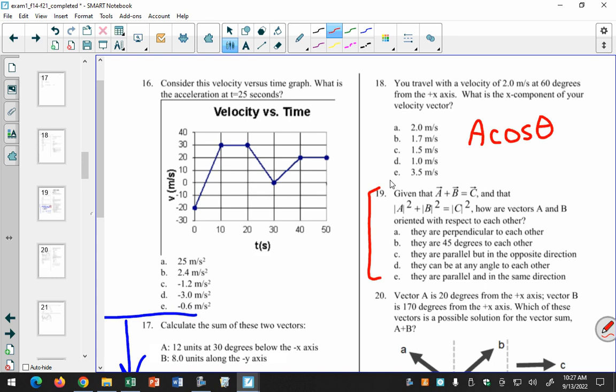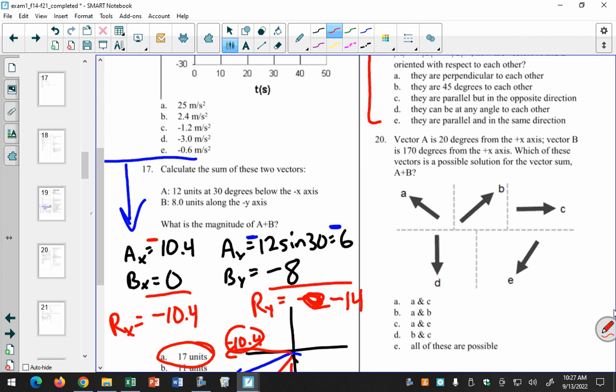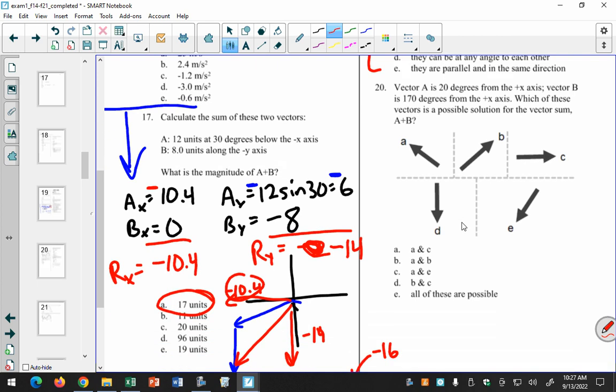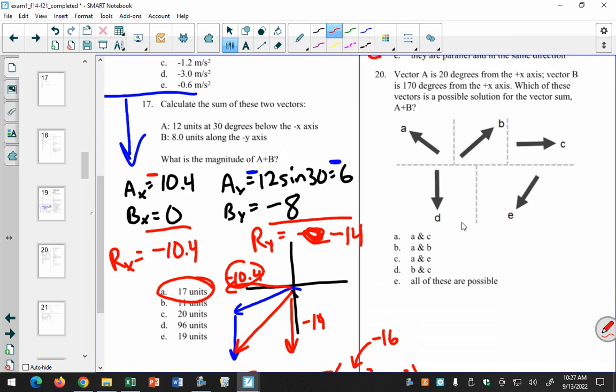All right. There will be a graphical question like this one right here. Let's look at this one. Somebody asked me about this earlier. Vector A is 20 degrees from the positive x-axis, and vector B is 170 degrees from the positive x-axis. Which of these vectors is the possible sum? So you want to sketch out the vectors. I have vector A is 20 degrees from the positive x-axis. That's vector A. And then vector B is 170 degrees from the positive x-axis. So vector B is over here.